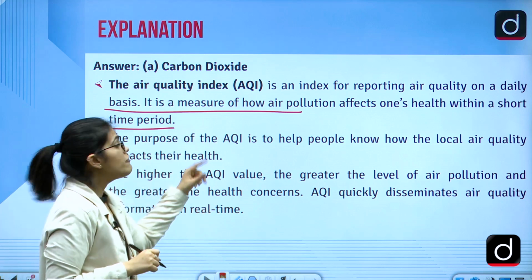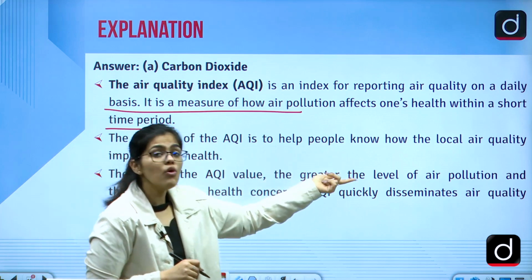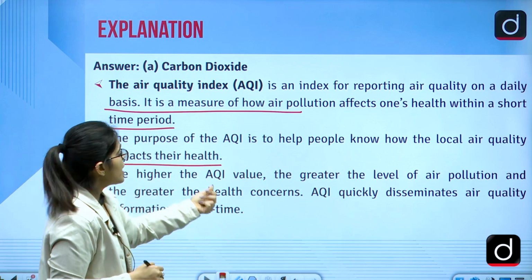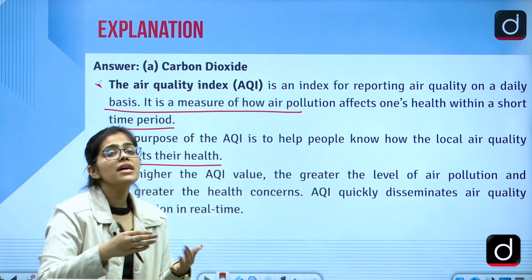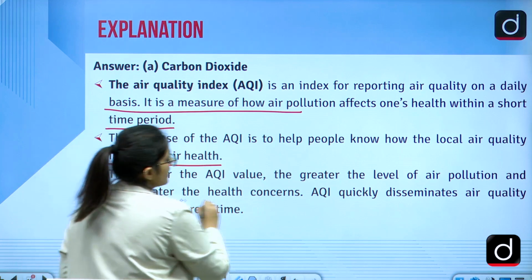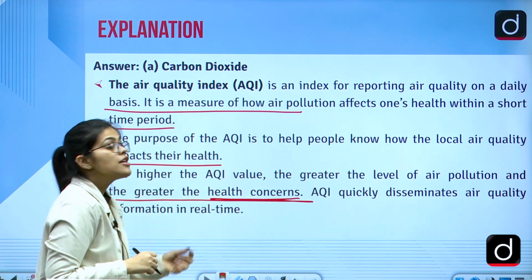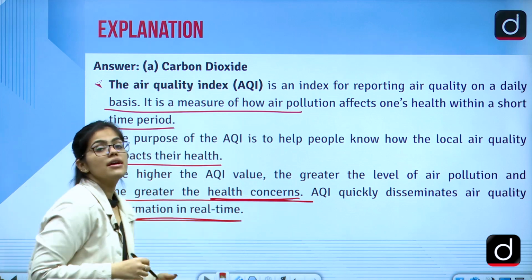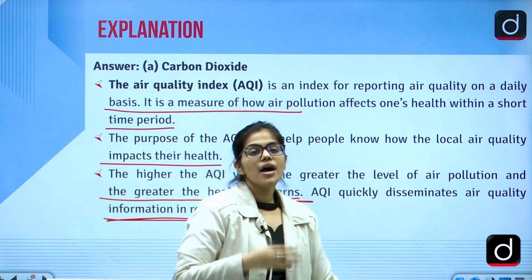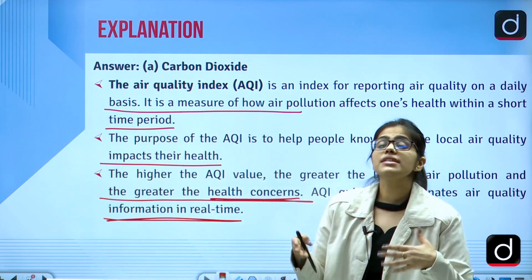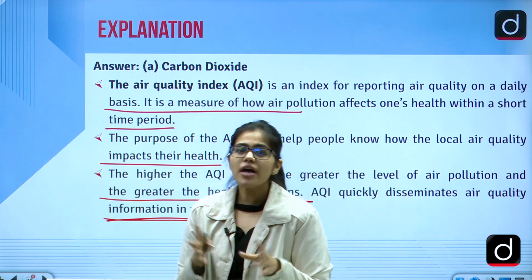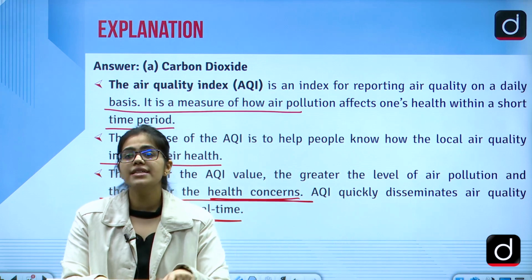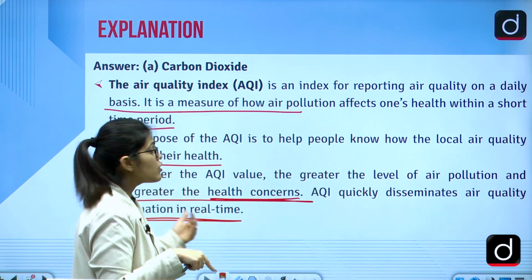The purpose of AQI is to help people know how the local air quality impacts health. The higher the AQI value, the greater the level of air pollution and the greater the health concerns. So the AQI quickly disseminates air quality information in real time. We are calculating how bad the quality of our air is, and how severely it is going to impact the health of the people.